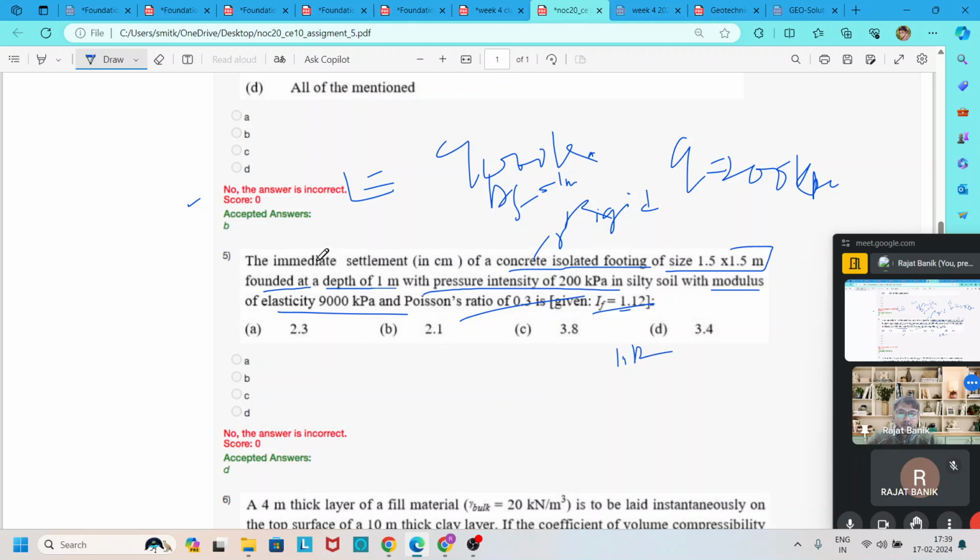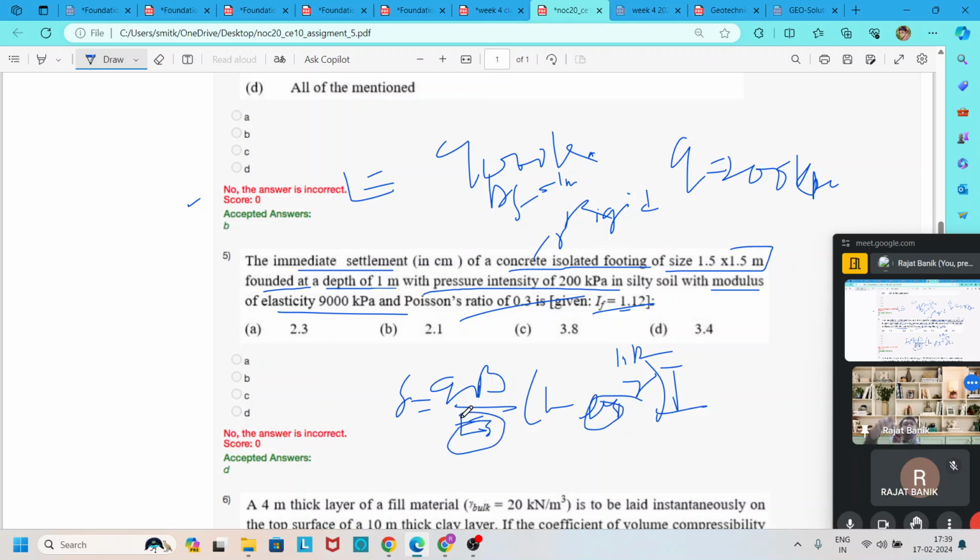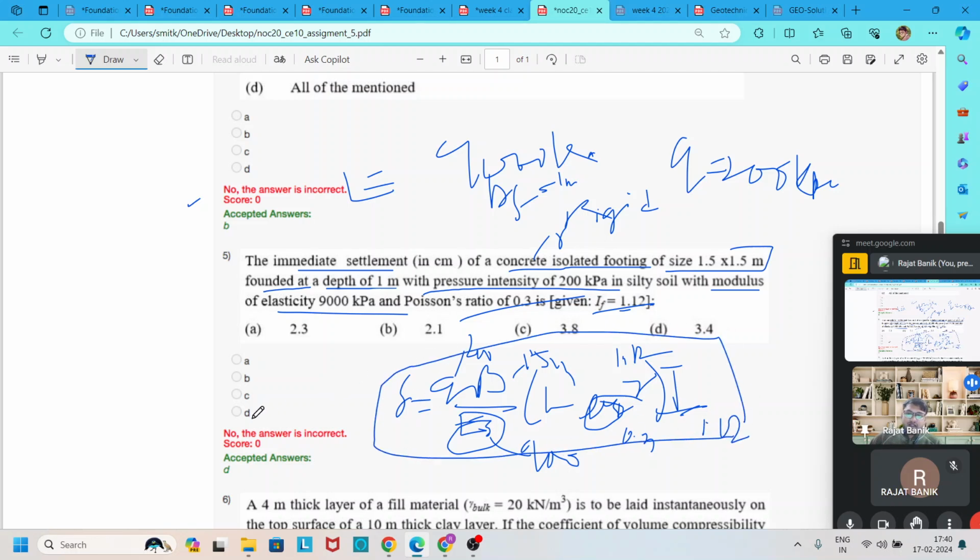So if you remember immediate settlement, we know that delta is equal to qB divided by Es, times (1 minus mu s square), into I, where mu s is the Poisson ratio and Es is the Young modulus of the soil. So q is given 200, B is given 1.5 meter, E is given 9000, mu is given 0.3, I is given 1.12. Put all these values, calculate it, and get the result. And the answer will be option D, 3.4.